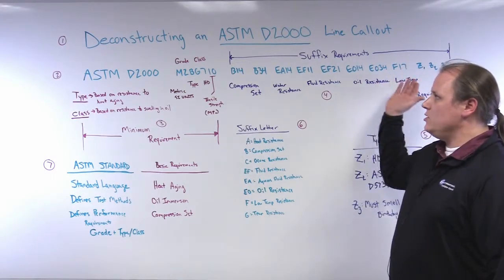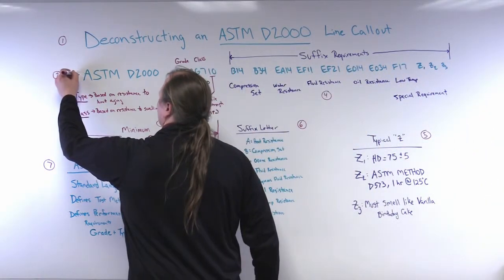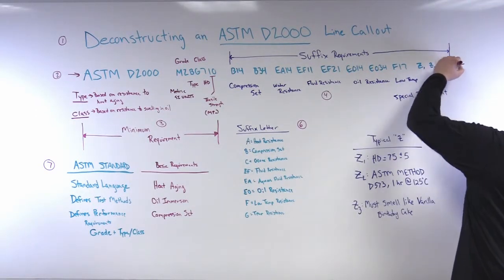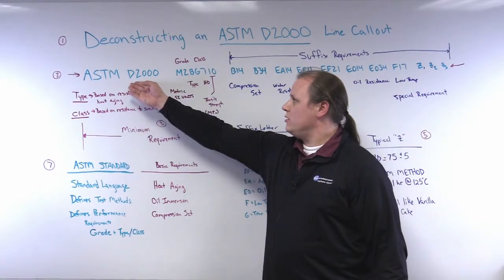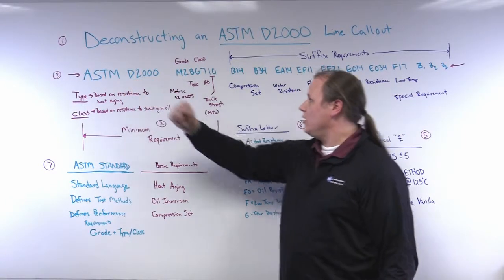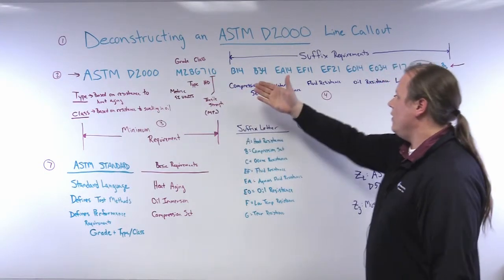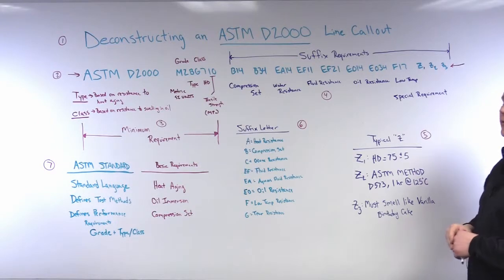An ASTM D2000 line callout looks like this, and it's this entire line that you can see between my arrows. We have the specification that it applies to, the line callout, some basic requirement information, and then what's known as the suffix requirements portion of the line callout.